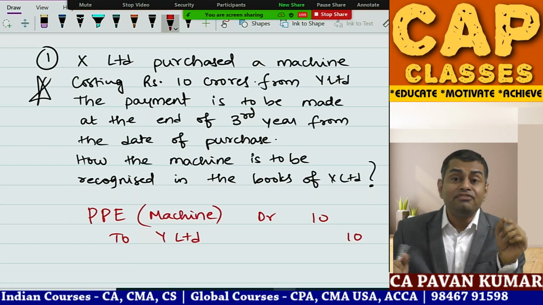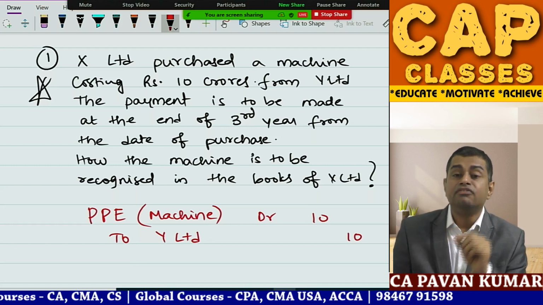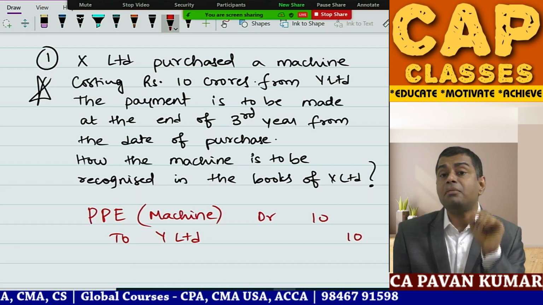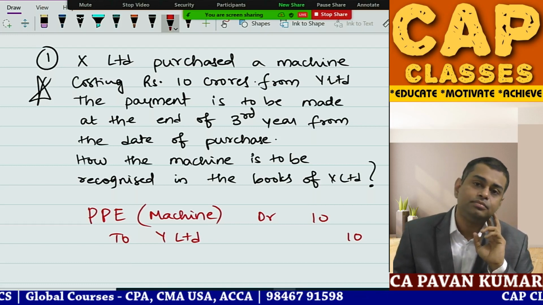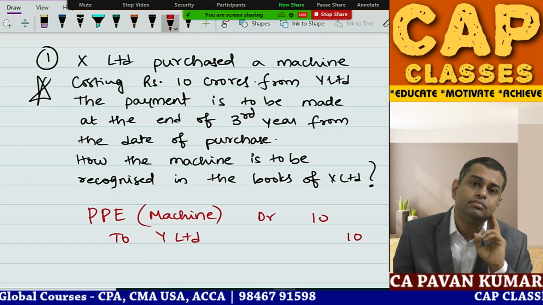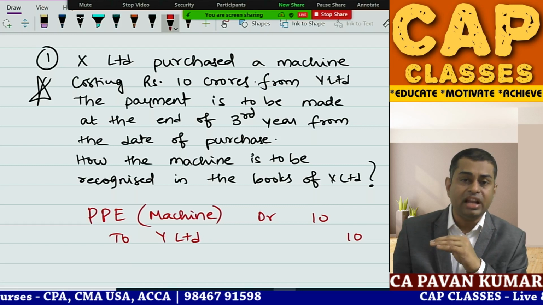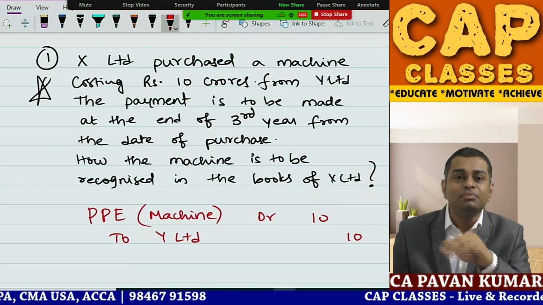For this deferred period of 3 years, they are paying 1 crore rupees as interest. Okay, now the question is: that 1 crore rupees of interest, whatever I am paying, can I capitalize it? The answer is no. Why? Because the asset is put to use.